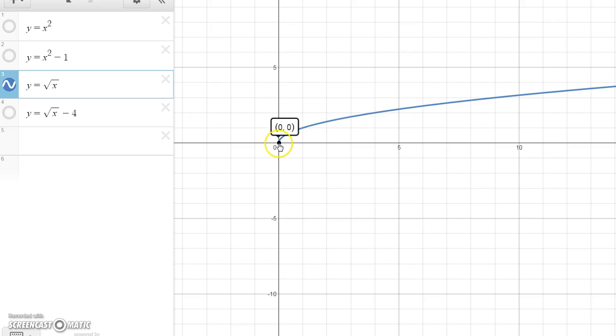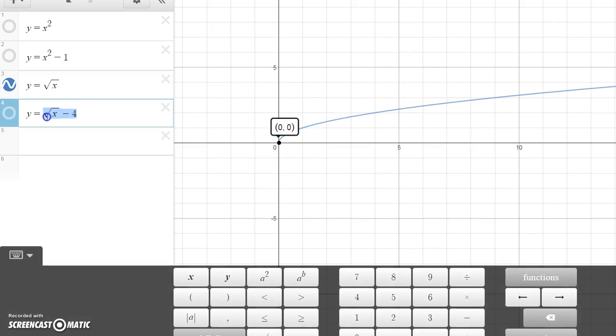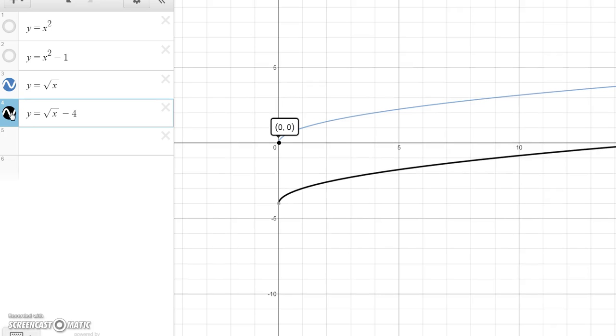But since this is square root of x minus 4, what's going to happen is you're going to shift this point down 4 units, and it's going to be here. Then you're going to shift this point down 4 units, and it's going to be here. And then this point's going to shift down 4 units, and it's going to be here, and so forth. And so when you do that, this is the graph that you're going to get.